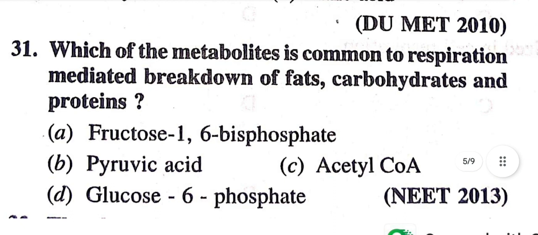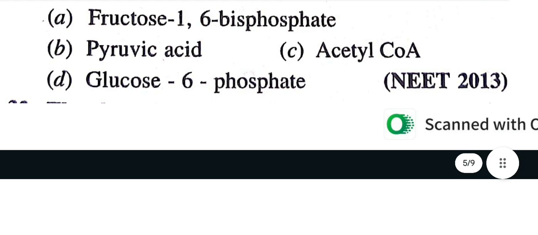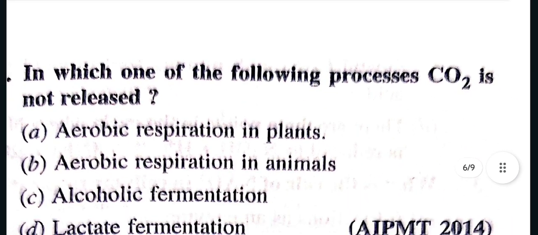Then which of the metabolites is common to respiration mediated breakdown of fat, carbohydrate and protein? So here the answer is acetyl coenzyme A. It is very, very important, acetyl coenzyme A.